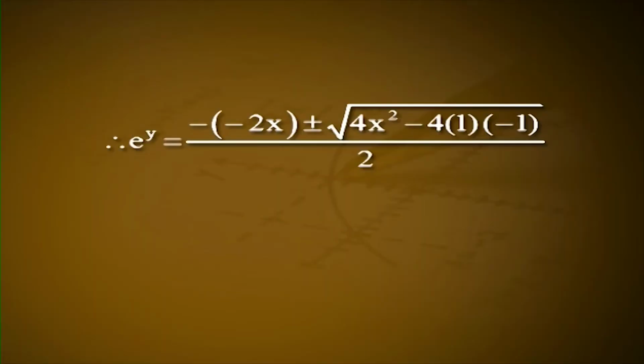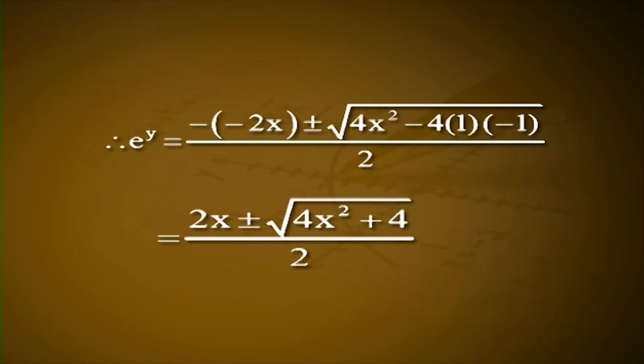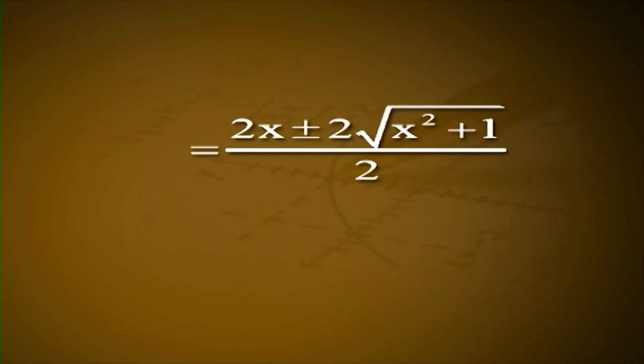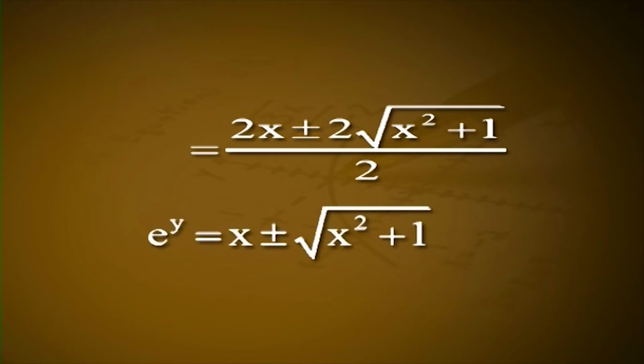Therefore, e^y is equal to (−(−2x) ± √(4x² − 4·1·(−1)))/2, which is equal to (2x ± √(4x² + 4))/2, which is equal to (2x ± 2√(x² + 1))/2. Therefore, e^y is equal to x ± √(x² + 1).